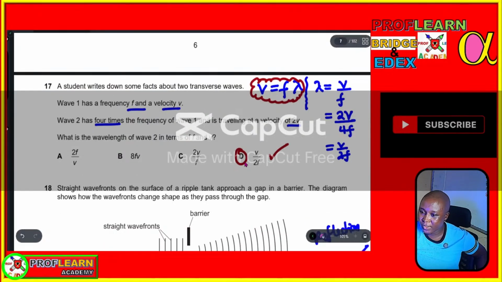A student writes down some facts about two transverse waves, and says that wave 1 has a frequency f and a velocity v. Wave 2 has 4 times the frequency of wave 1 and is traveling at the velocity of 2v. So the first concept that we need to remember is that v equals f lambda. This is the wave equation. So if you make lambda the subject, lambda is equal to v over f, but our v we are told is 2v, so we shall say 2v over 4f.